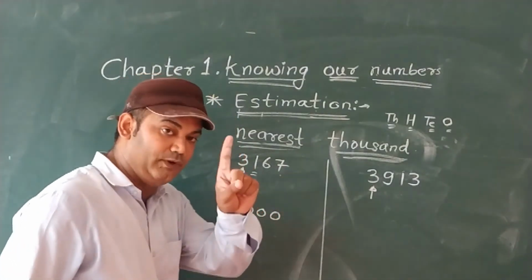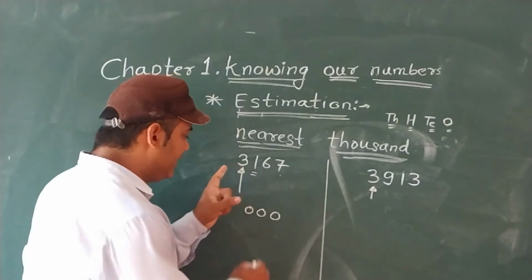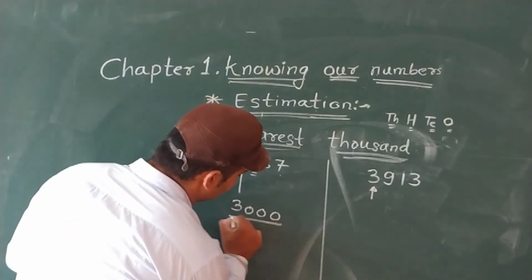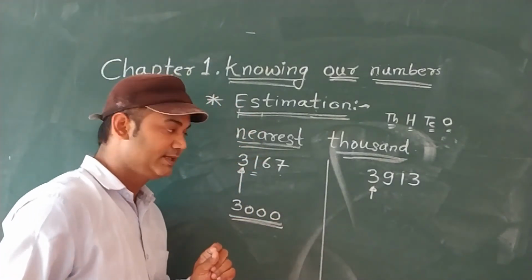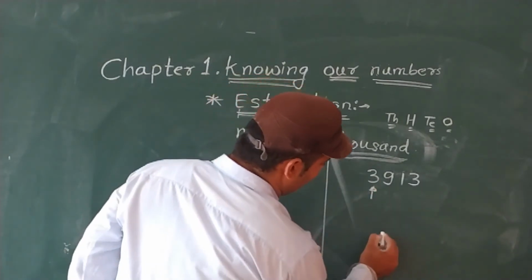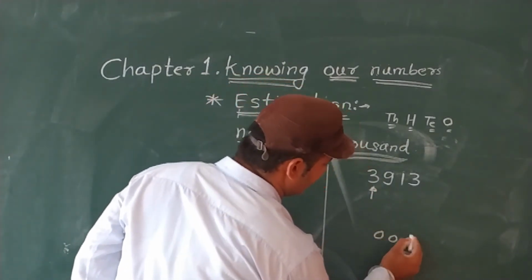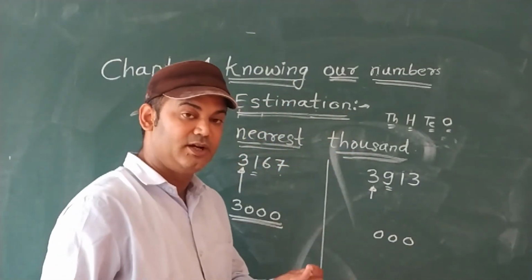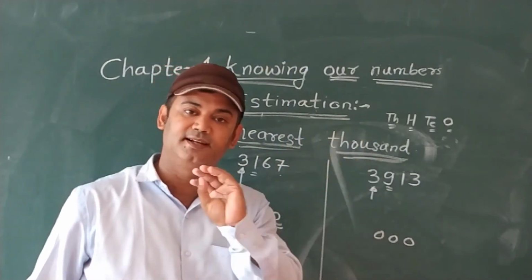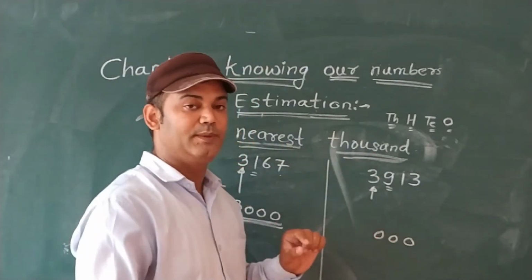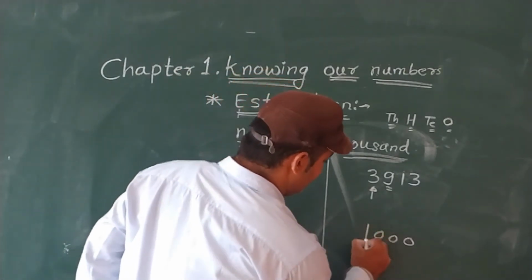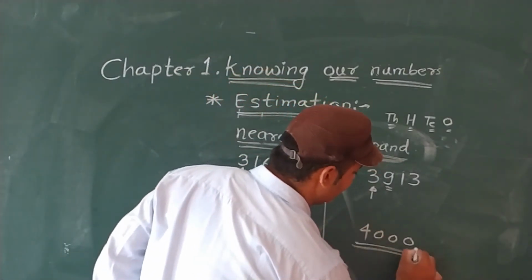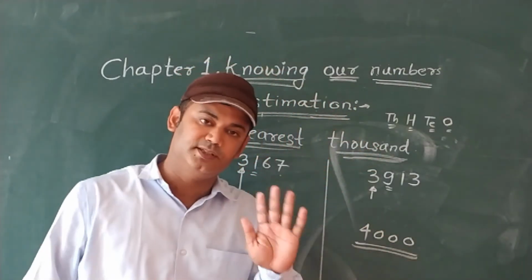See the next digit is 9. Already I told you 5, 6, 7, 8. अगर 9 है तो आपको क्या करना है? एक से डिजिट की वैल्यू बढ़ानी है. It will become 4000. Simply remember the rules.